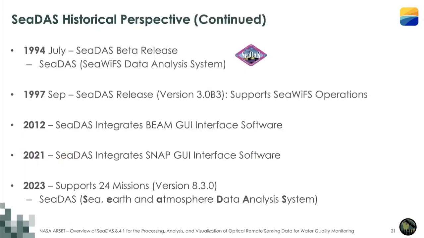And so this is a quick overview of the timeline of SeaDAS, and when it was first released, and that it supported SeaWiFS. We've evolved through time, and rebranded ourselves in the past year to be the Sea Earth Atmosphere Data Analysis System, because we were certainly supporting more than SeaWiFS: we're up to 24 missions supported.